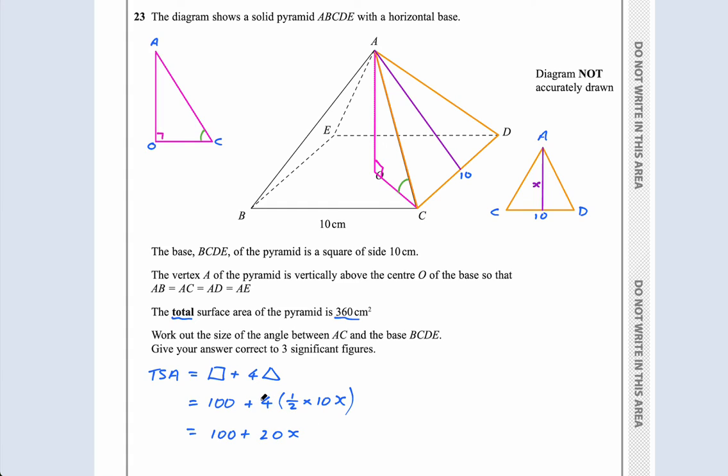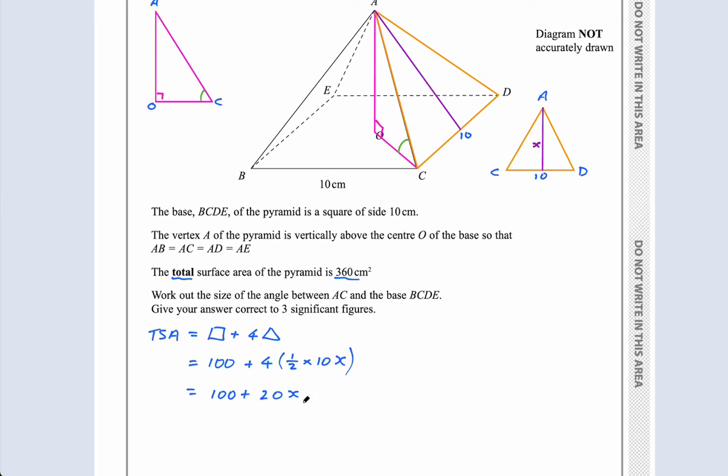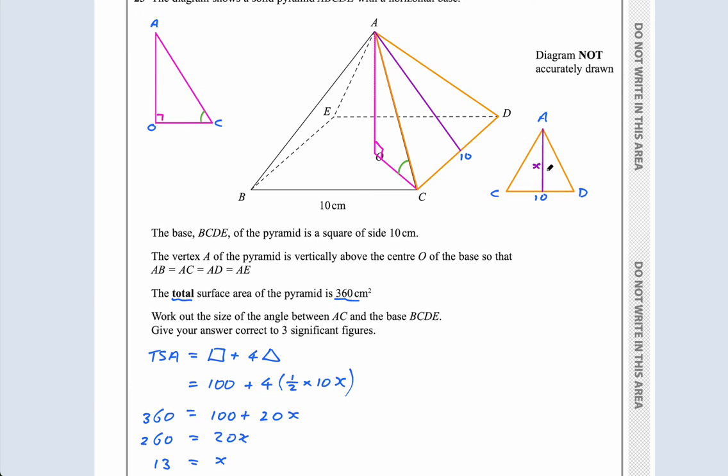But the question tells us that the total surface area equals 360. So I'm going to equate this to 360. I'm going to say this equals 360, and then I'm going to solve for x. So minus 100 gives me 260, which means x has to equal 260 divided by 20, which is 13. Okay, so this x is 13.